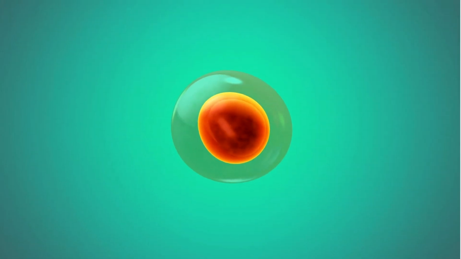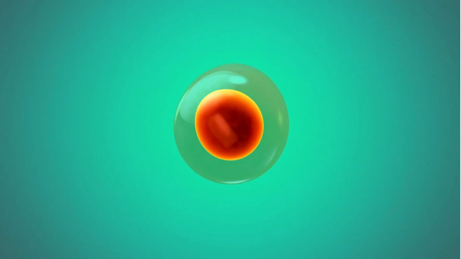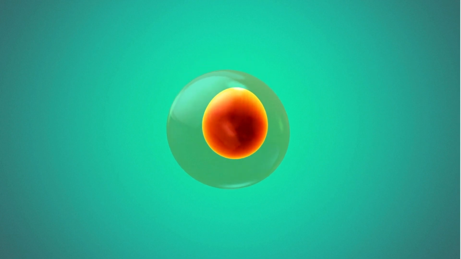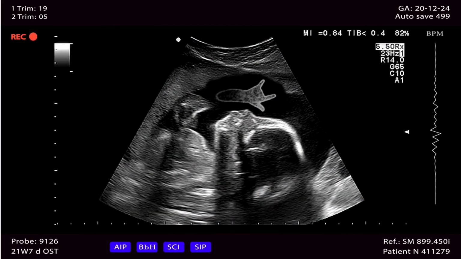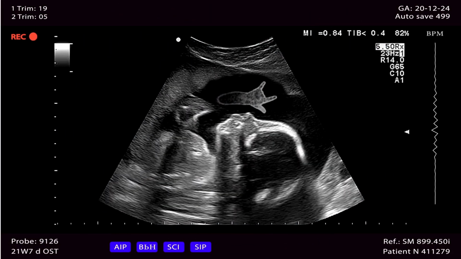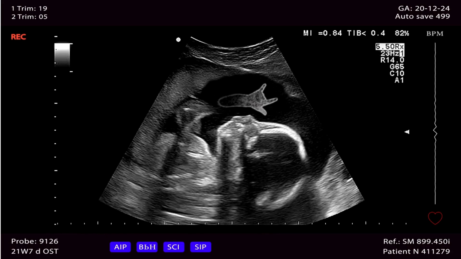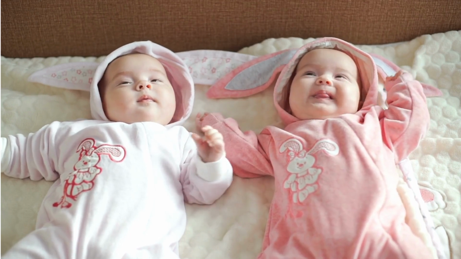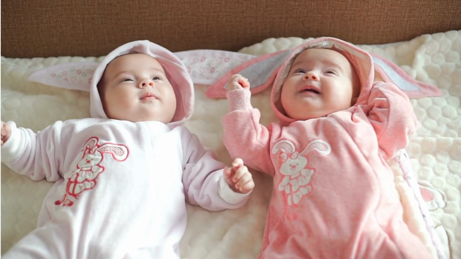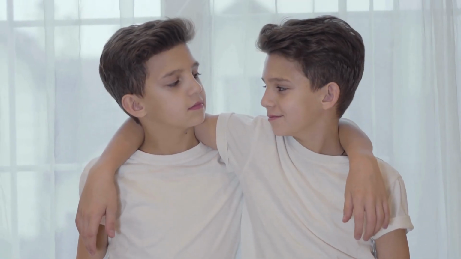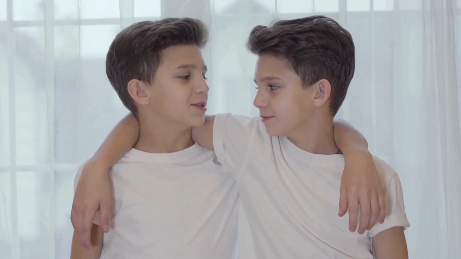If the split occurs a bit later, or 4-8 days after fertilization, usually after the morula has developed into a blastocyst, these are called monochorionic diamniotic twins, meaning they share one placenta, but each has its own amniotic sac. This setup occurs in most identical twin pregnancies and results in the twins having a shared blood supply, but separate pockets in the uterus. Sharing a placenta can result in complications like twin-to-twin transfusion syndrome, TTTS.